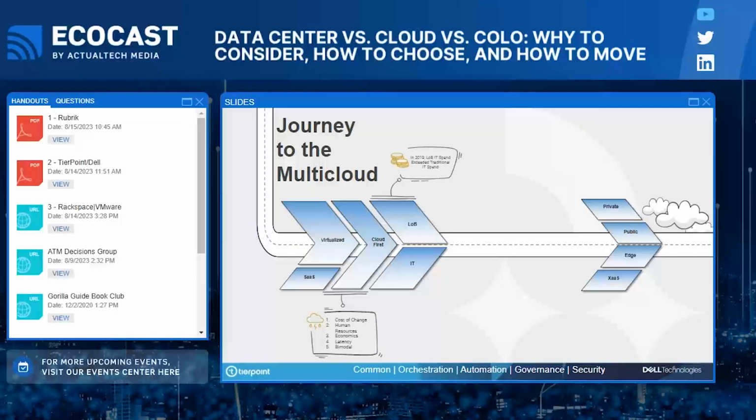It also called into question: is IT a cost center for an organization, or is it strategic to the organization? And you saw kind of a split, and CISOs, chief information security officers, are like, well, where's my data going?